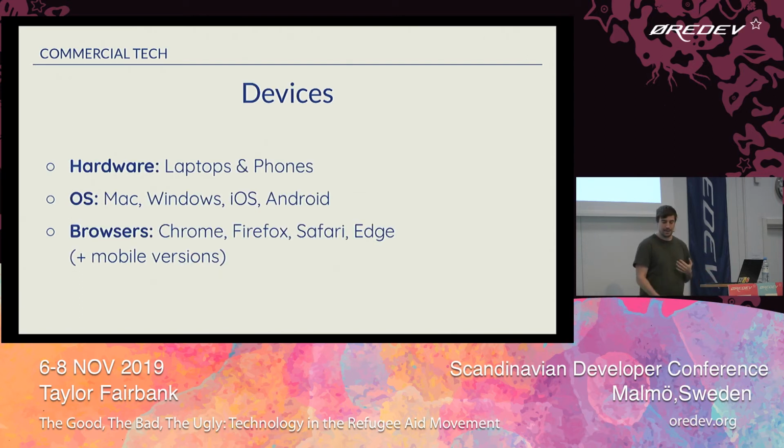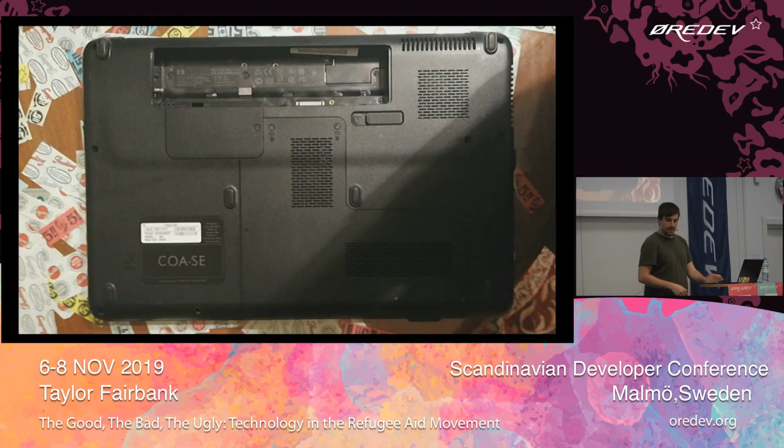So devices include mostly laptops and phones. You usually don't have desktops, and tablets are less common. A whole bunch of different operating systems and browsers. So it's something that just whatever you bring to the table is what you get, and we have to make sure that the technology works with all of it. This is my friend's laptop. It does not have a battery.